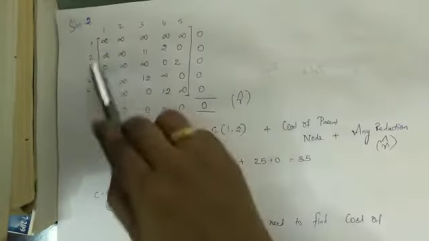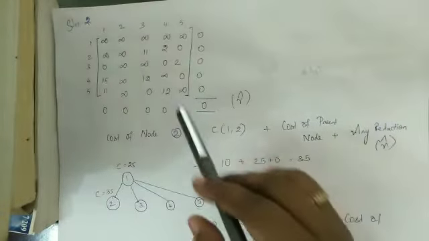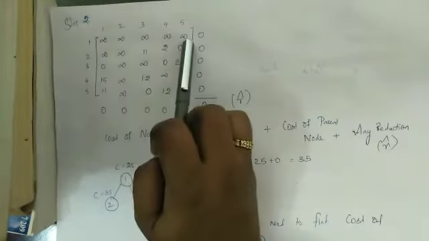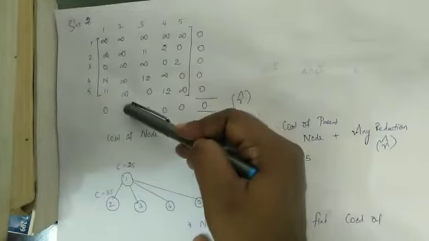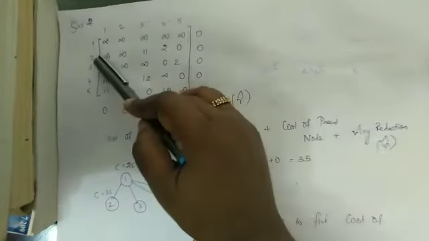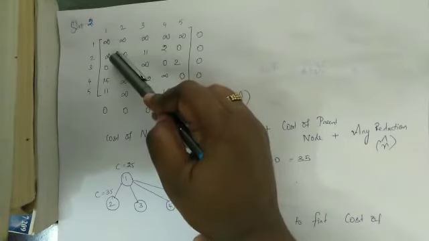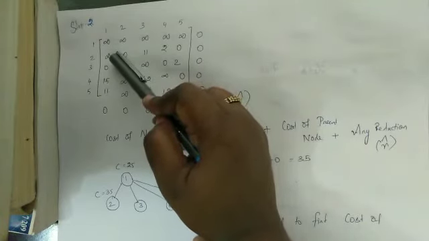So we've done this. This is the reduced matrix we got from the node 1 cost calculation. We have made all the first row elements infinity and the second column elements infinity, and the cost of traveling from 2 to 1 is also made infinity in the reduced matrix we obtained from step 1.